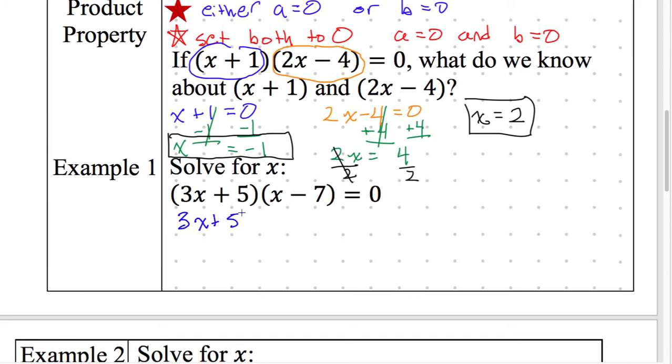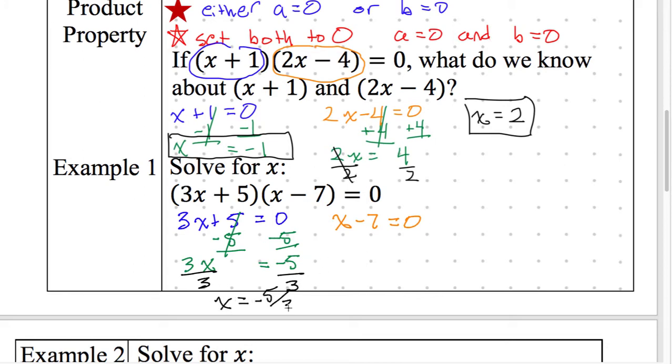3x plus 5 is equal to 0, and x minus 7 equal to 0. We have to do both of these equations. Let's do the one on the left. I'm going to subtract 5 on both sides, and that's going to get rid of the 5, and I have a negative 5 on the right. I still have a 3x left over on the left. Now I need to divide both sides by 3, and now x is equal to just this fraction, negative 5/3. That's one answer. Let's box that one answer.